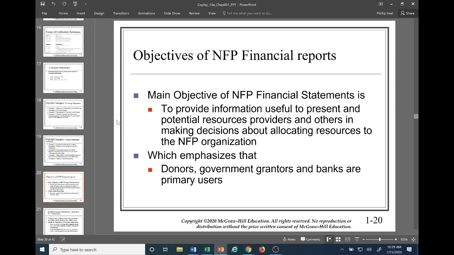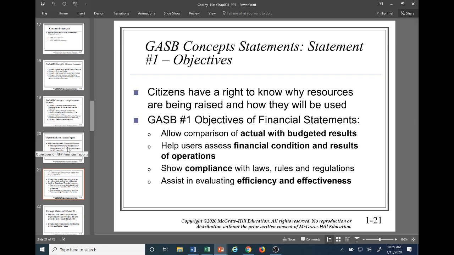It's based upon the users. We're doing it as a service, providing a service to the users. So we're tailoring it to the specific users. They're going to emphasize that donors, government grantors, and banks are going to be the primary users of these, which makes sense because donors are going to be giving donations for governments, for charities, or whatever it might be. Government grantors, banks, all of them have their hands on it. So that's going to be our main audience, our main users.